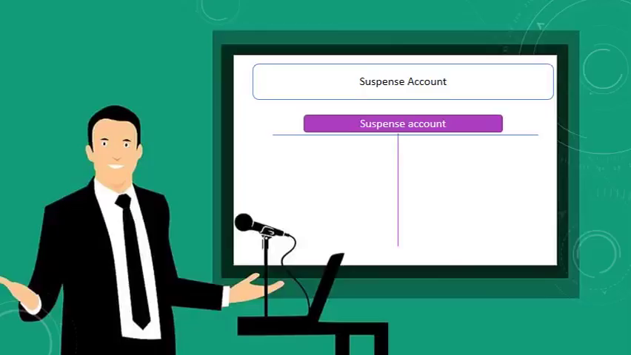So suspense account. A suspense account looks like a T account. It is a T account. It's a general account, a suspense account. What it does is it assists in completing double entry when correcting errors.